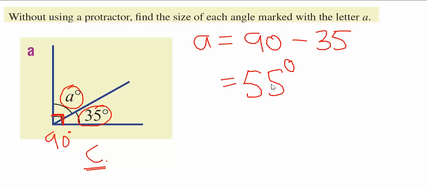be complementary, so they have to add up to 90. So take the one we do know away from 90, give you your answer. Okay, and again, this is what your working out should look like. That's modeling. Make sure it looks like that.